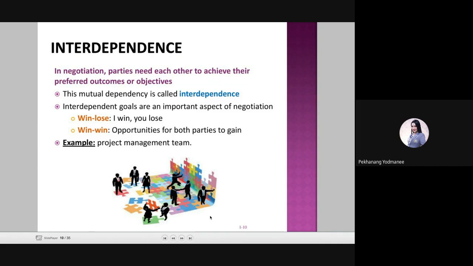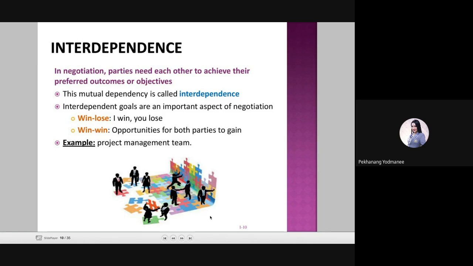Note that having interdependent goals does not mean that everyone wants exactly the same thing. Different project team members need different things, but they must work together for each to accomplish their goals. The measure of dependency is called interdependence. Interdependence goals are an important aspect of negotiation.